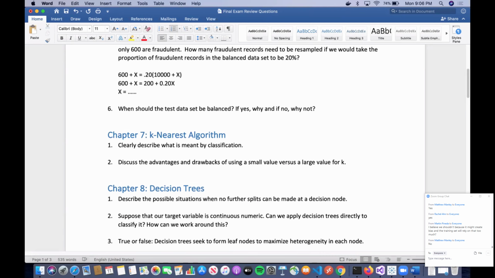So what do you guys think? Should it be balanced? No, because it's supposed to be about random. That's exactly right. So the test data set should never be balanced. The test data set represents real world data and should be evaluated as is. So that's good. Thank you.